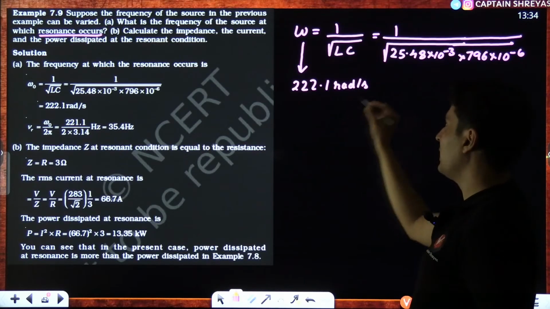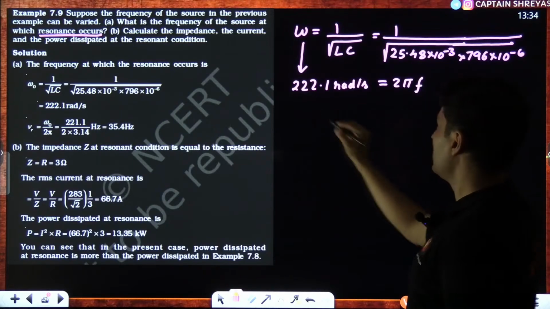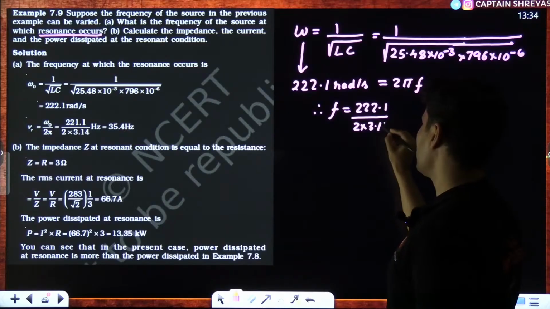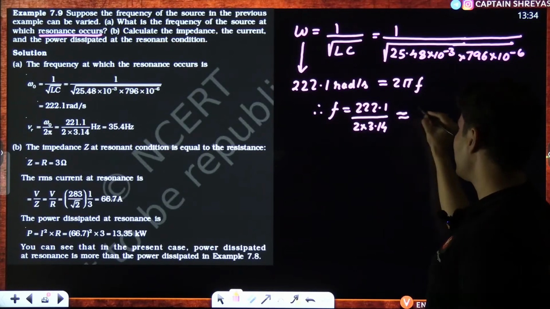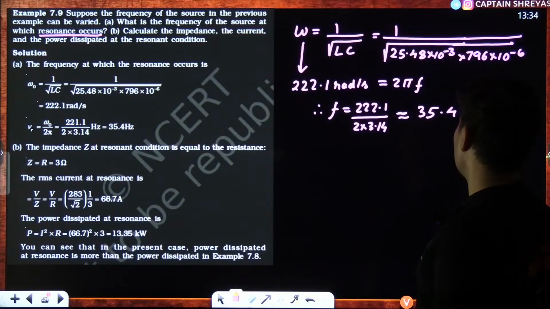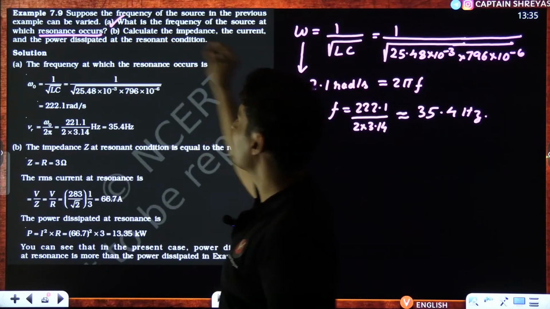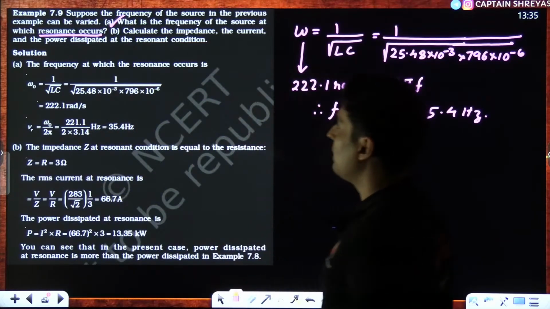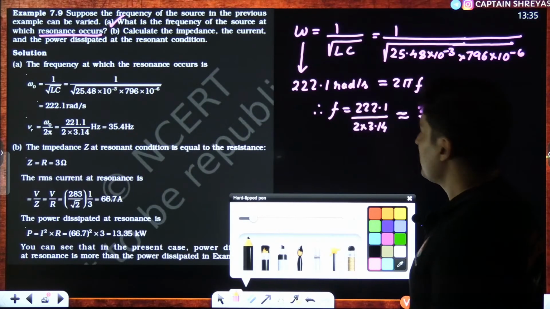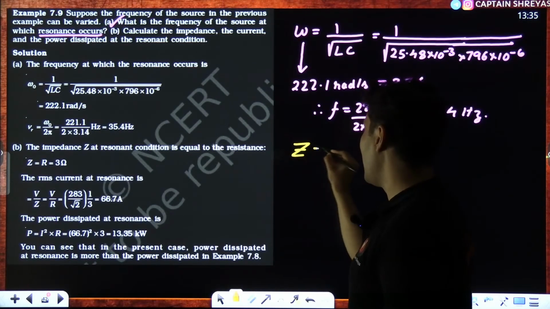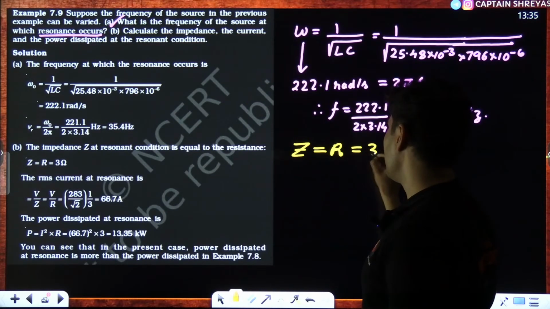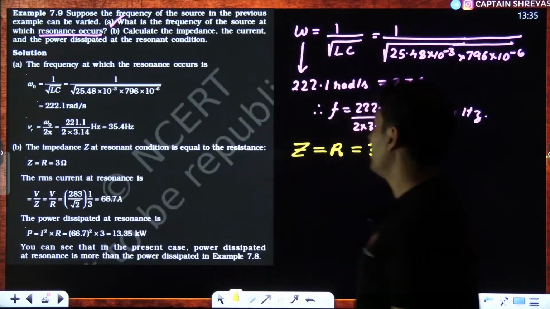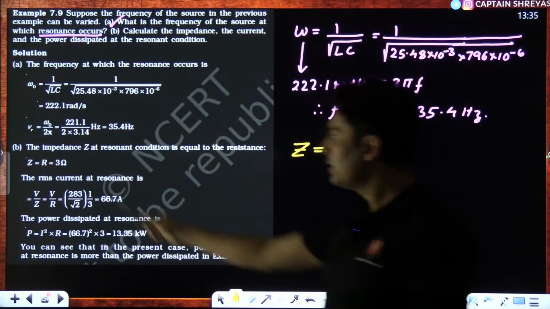222.1 radian per second, which is also 2 pi f. So if you do the reverse calculation, f will be 222.1 divided by 2 into pi, which is 3.14, which comes out as 35.4 hertz. So this is your resonant frequency. Resonance frequency 1 by root LC. Next, calculate the impedance, the current and the power at the resonant condition. So first of all, impedance at resonance is R, hence it will just be 3 ohms. Remember, R was 3 ohms, so at resonance Z is R.